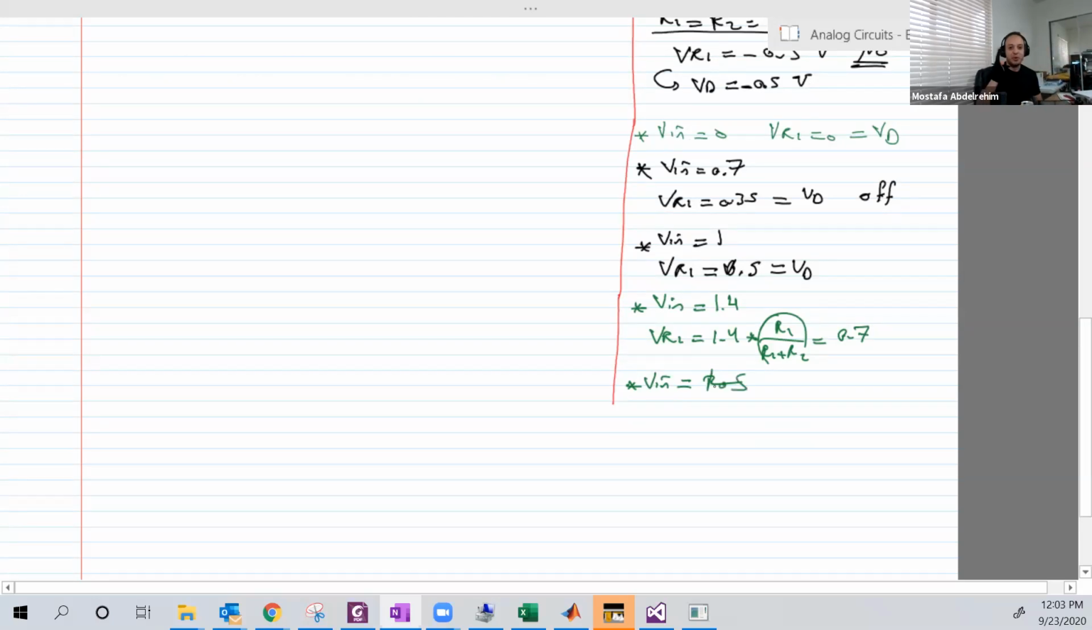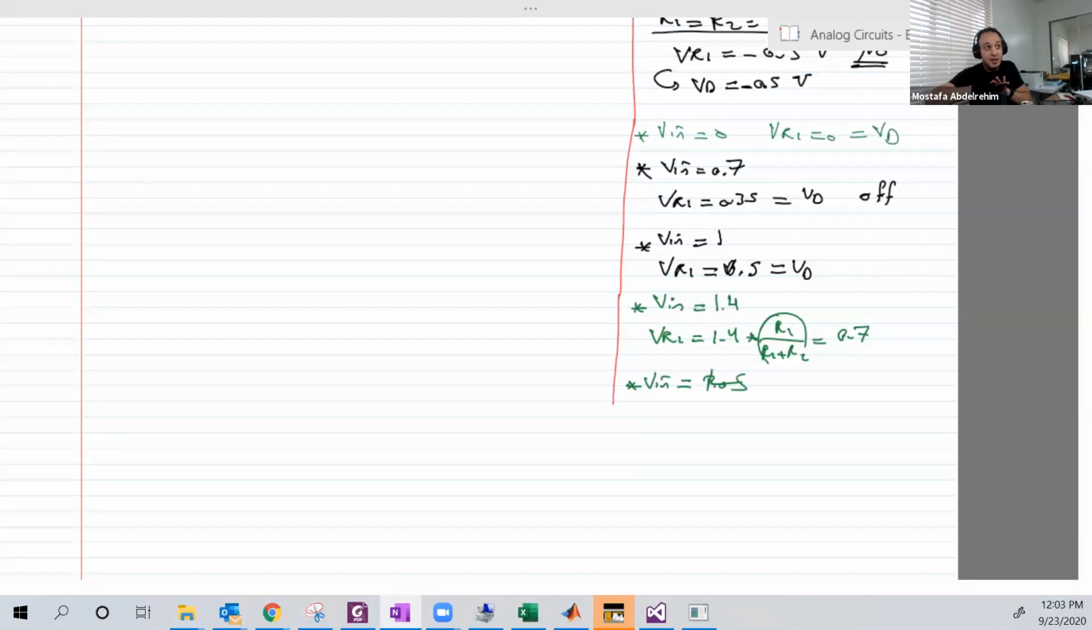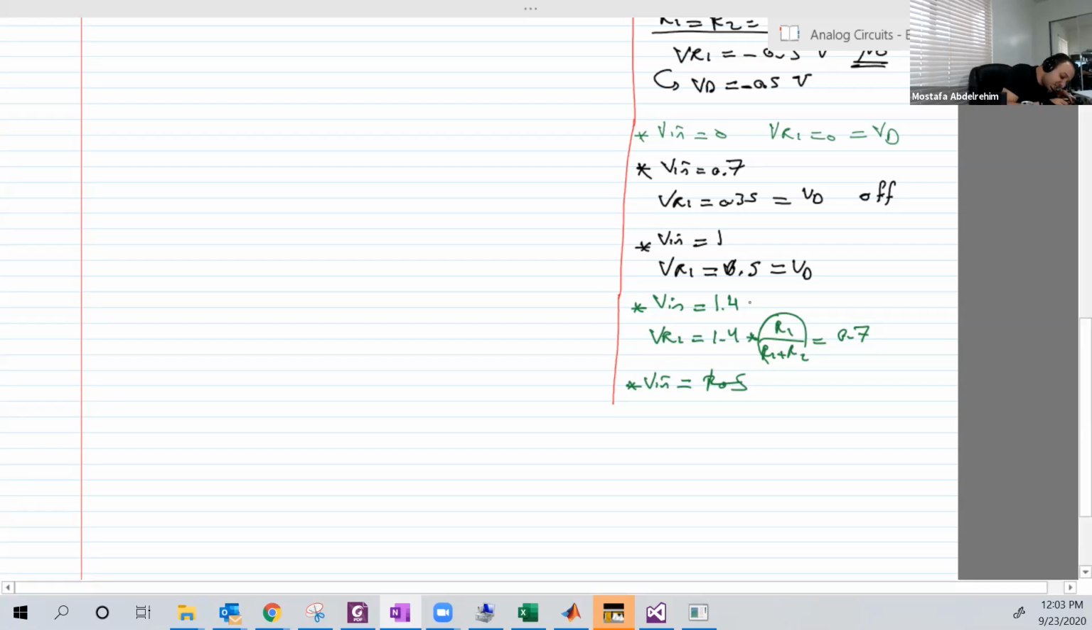Now with V input equal to, for example, 2 or 1.5, well, let's say 1.5. Now the diode is really on, and the voltage will be constant at 0.7, and there will be a current, and they are not in series anymore, and we need to do some analysis. So basically, this is the input minimum without making any math.